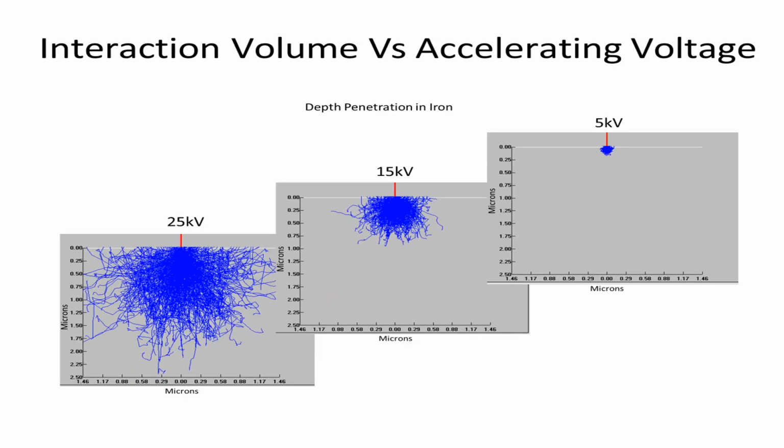So now the interaction volume versus accelerating voltage. Here we use voltages of 25 kilovolt, 15 kilovolt and 5 kilovolt. If the accelerating voltage is higher, the interaction volume is also higher, as we can see in the previous slides.